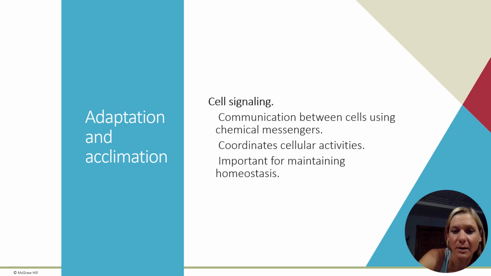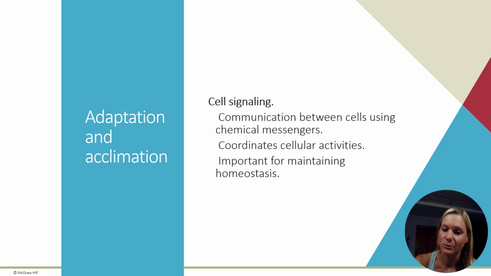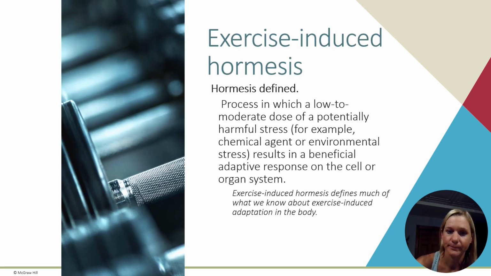Okay. So when we think about this, cell signaling plays an important role in allowing us to adapt and acclimatize. Cell signaling involves communication between the cells using chemical messengers. This helps us coordinate cellular activities, and this is important for homeostasis. Again, these control systems or communications between cells can be improved or modified based on the amount of stress and the types of stressors that we provide ourselves with on a regular basis.